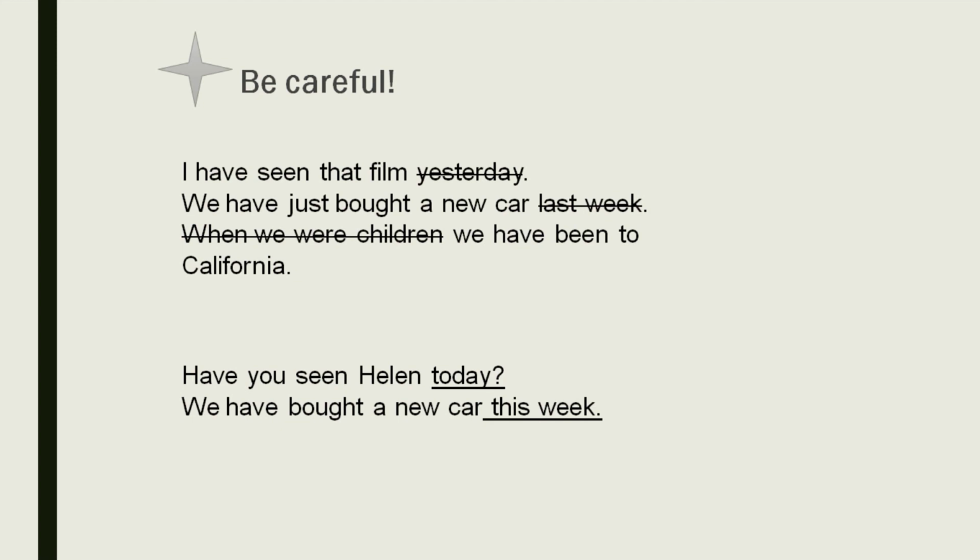We have bought a new car this week. We've bought a new car this week. That is to say, today and this week are not over yet.